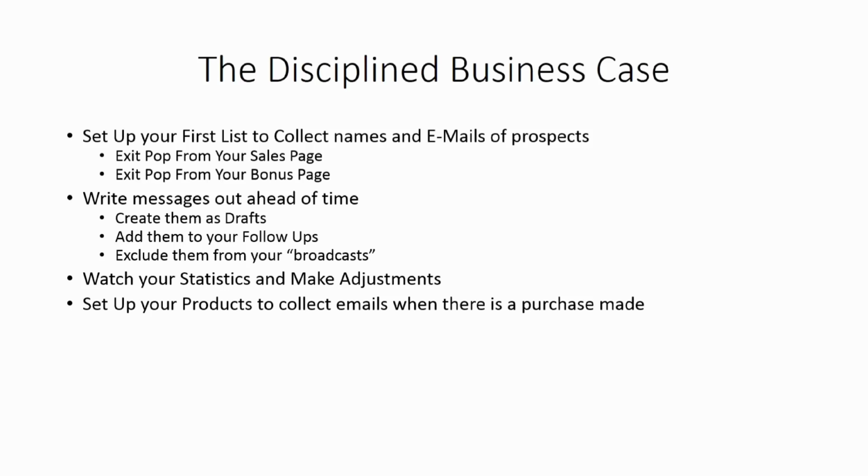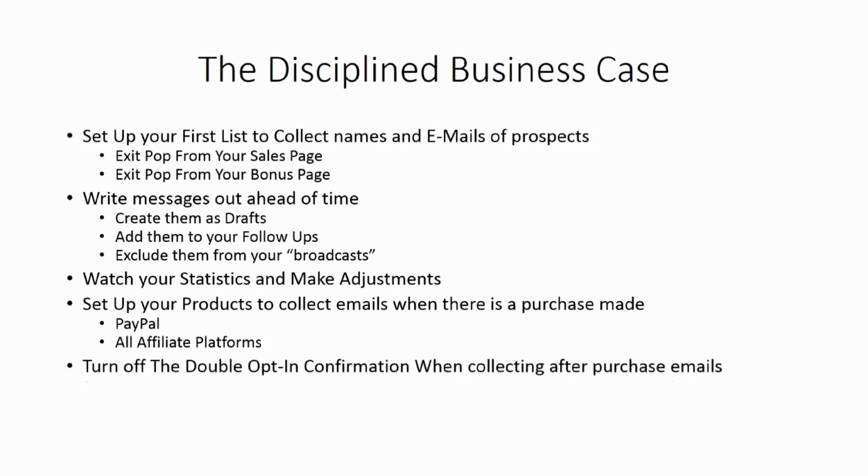Now, here's the thing. You may not have the best email address, but you got something. So do this process. Make sure that when you sell something, that person gets automatically added to your email marketing list. That means you're going to have to set that up with PayPal, and you can do this with all affiliate platforms. Now, the other thing that you need to do, and I think I talked about this in the advanced course, make sure you turn off double opt-in confirmation when you're collecting purchase emails. After purchase emails, there's no need for you to double opt-in.